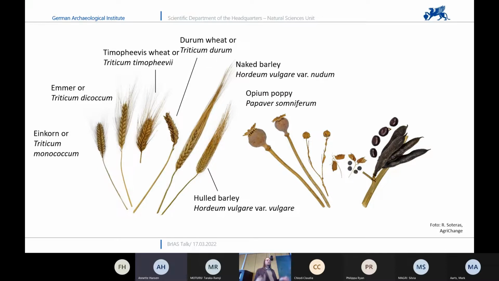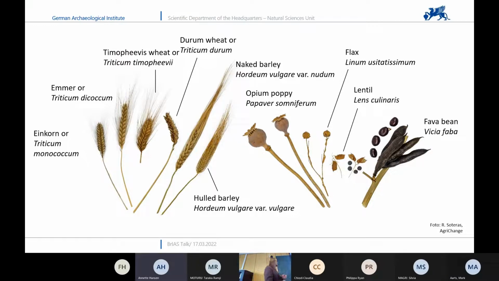And on top of that, you also have opium poppy, mostly in the Western Mediterranean. I will speak about it shortly. Flax, and pulses such as lentil, pea, or fava bean. So a relatively broad spectrum, and that's what we managed to identify so far.